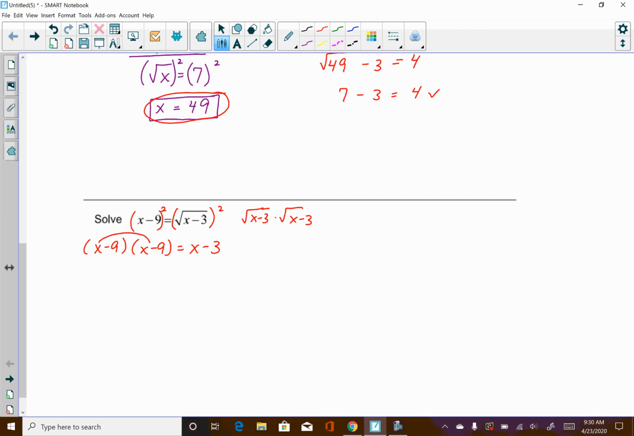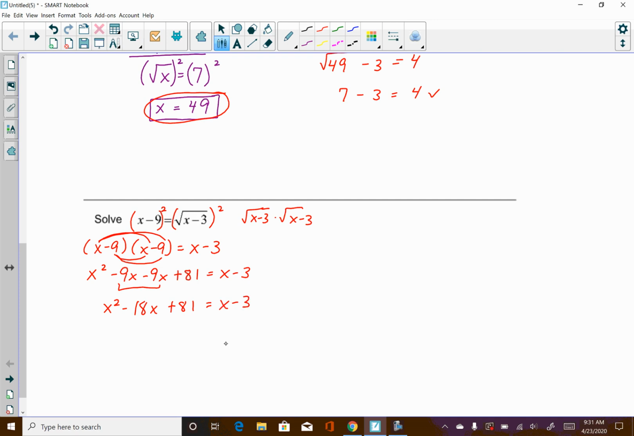So x times x is x squared. Outside, x times negative 9, so minus 9x. Inside, another minus 9x. Last, negative times negative gives me a positive 81, equals x minus 3. Let's combine like terms. My goal is to solve for x. So x squared minus 18x plus 81 equals x minus 3.